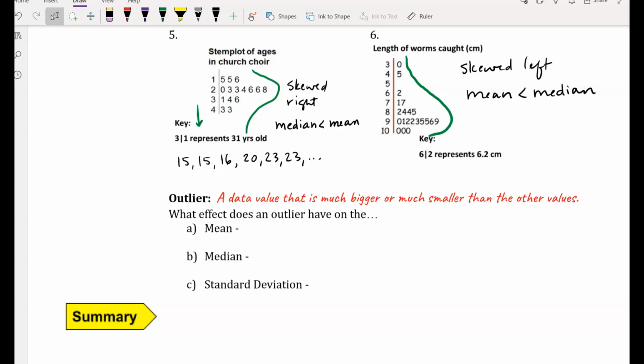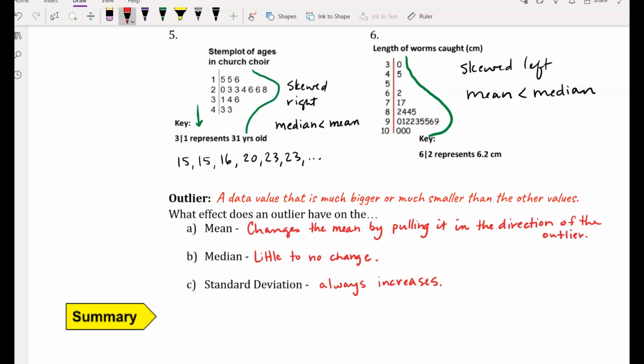So let's define outlier again. An outlier is a data value that's much bigger or much smaller than the other values. So it's not close to most of the values at all. And we want to know, what effect does this have on the mean, the median, and the standard deviation? Think about that and write your answers, and then come back and check.